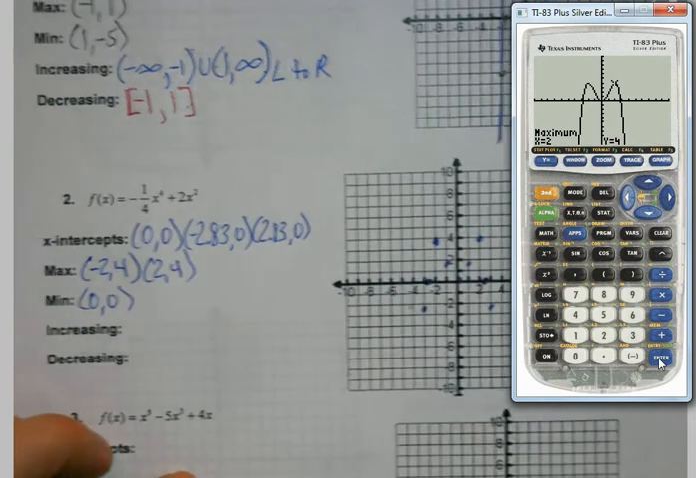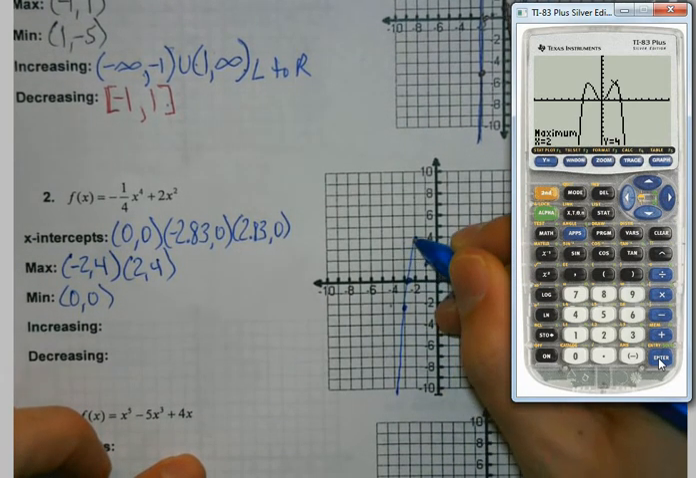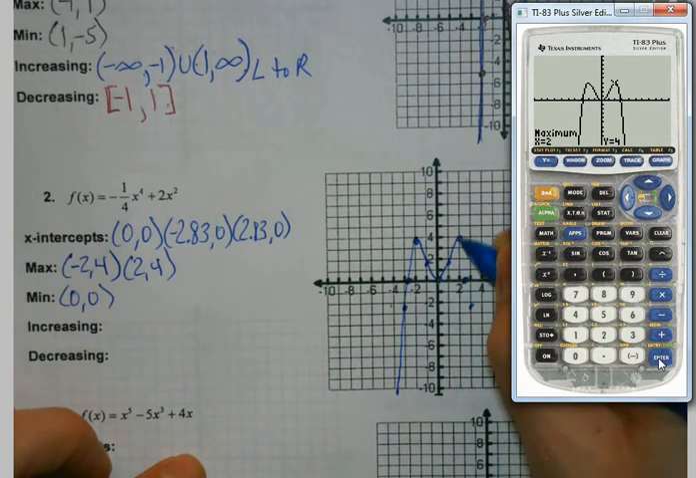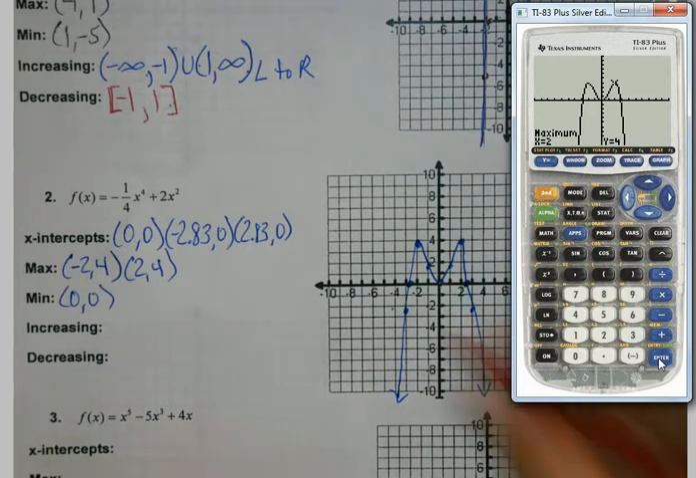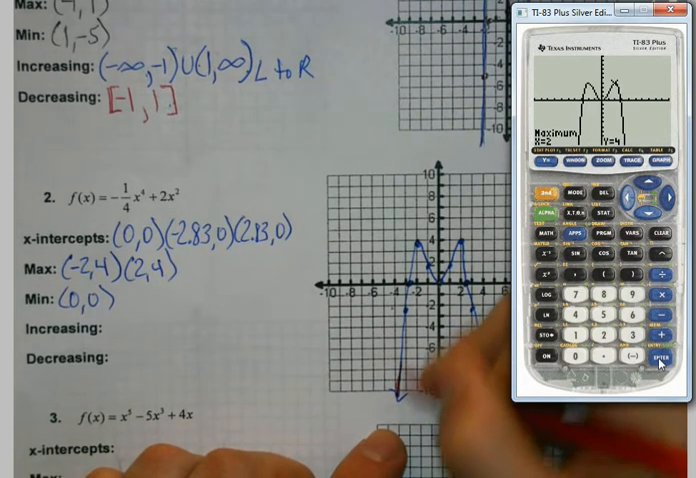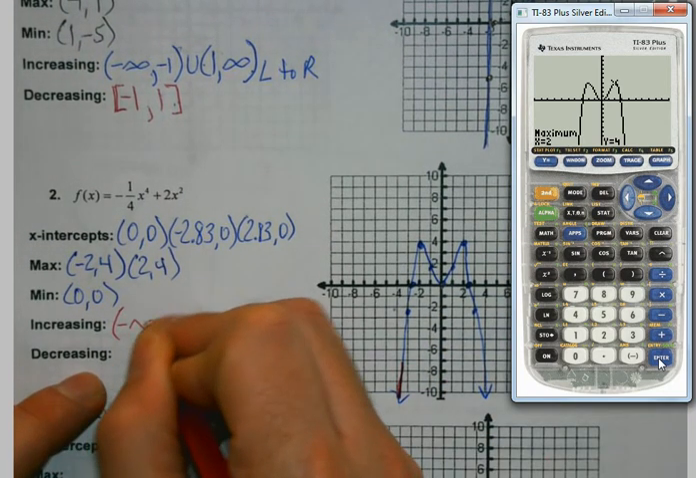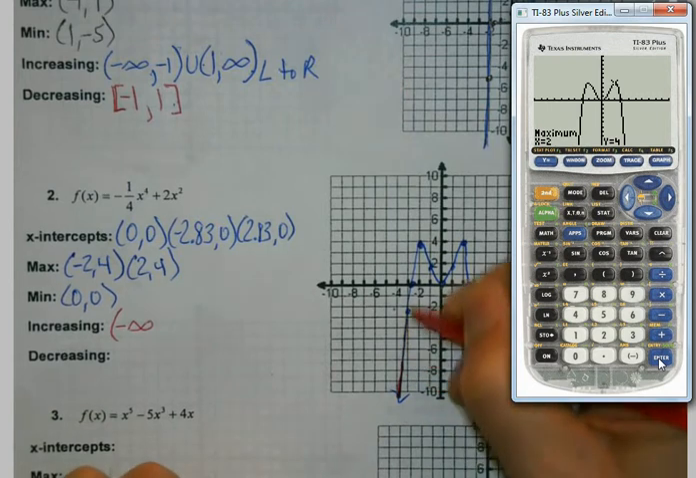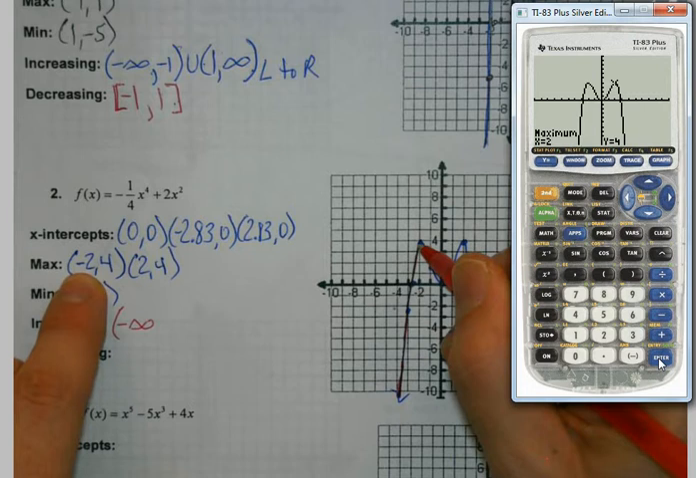So I've got all my information now to go ahead and make a pretty good sketch of what that looks like. Now when it comes to increasing, decreasing, again, we're going to look at this from left to right. So when I start with this graph, as I'm starting here on the left, I'm going upward. So it's going to start increasing from -infinity until I reach my first maximum. And again, we're looking at x values, so it'll be at -2.